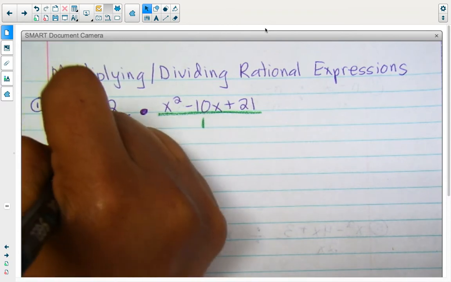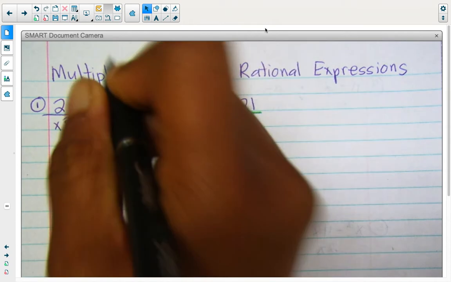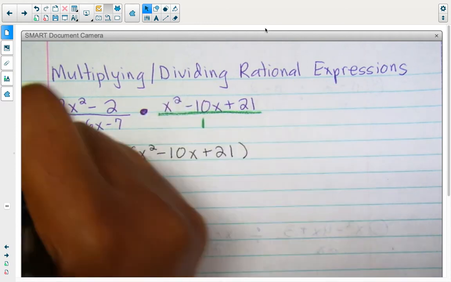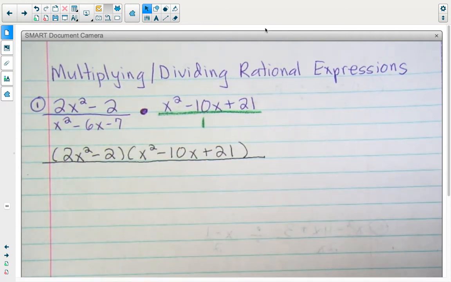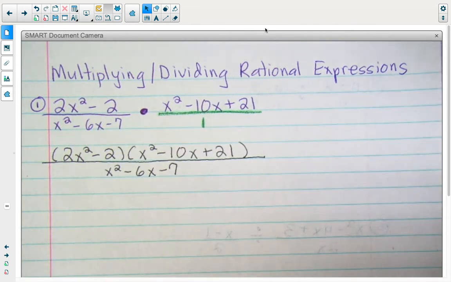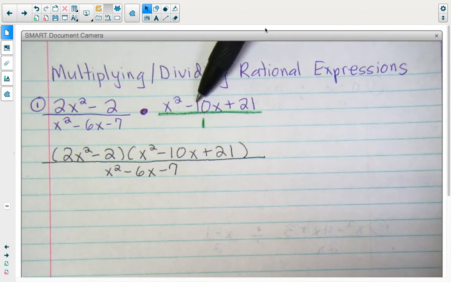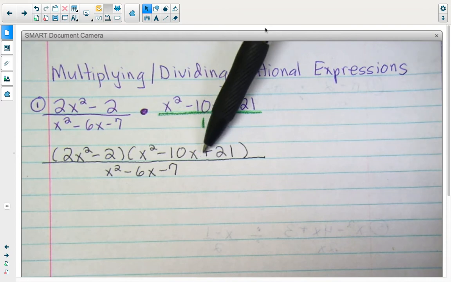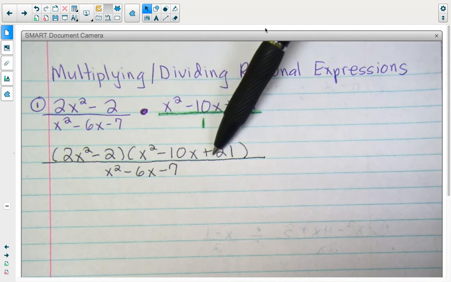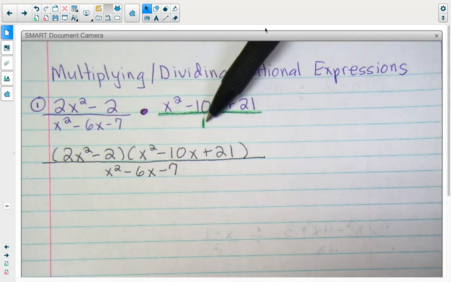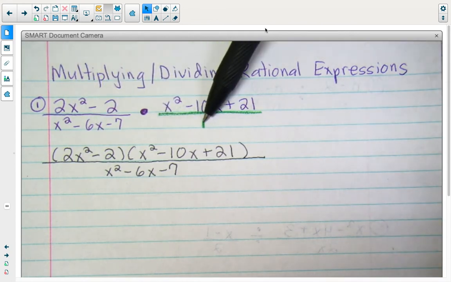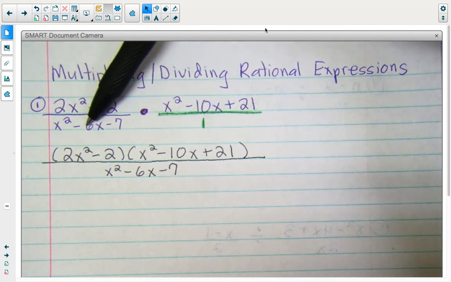So we're going to have 2x squared minus 2 times x squared minus 10x plus 21, and then in my denominator, I'm going to have x squared minus 6x minus 7. So what I did, I took this top and I put it beside this top. I'm not actually going to multiply it out because in a minute I'm going to have to factor it. I literally just recopied it. So all of that is my top. And then I brought this down, and multiplying by 1 isn't going to change anything. So I did top times top, bottom times bottom.